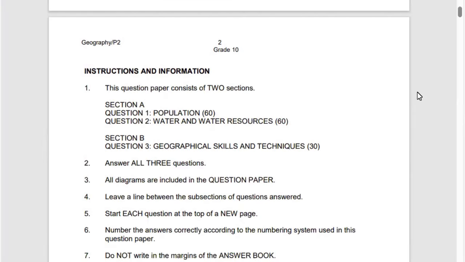So the 3 questions, the first 2 having 60 each to make 120 for section A. Then we proceed to section B with 30 marks. We get a total of 150 marks for the whole paper.